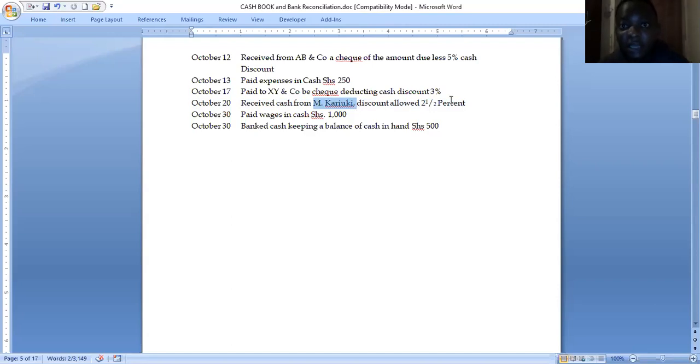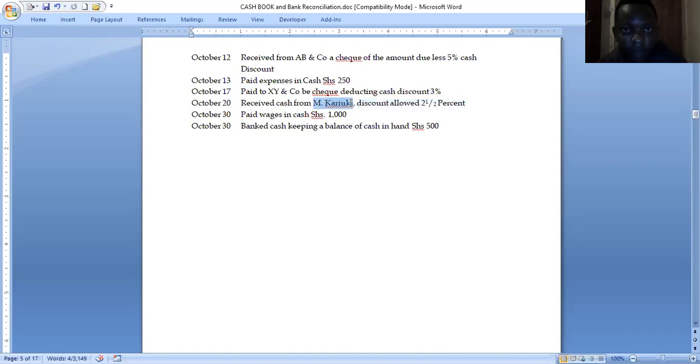And then we have a discount allowed. We are receiving less. So this is an expense to us. It's a loss to us. Whenever an expense is increasing, we're supposed to debit. So as such, this discount allowed should be debited. In our cash book, it will be shown on the debit side. So therefore, debit cash, debit discount allowed, credit M Karaoke.